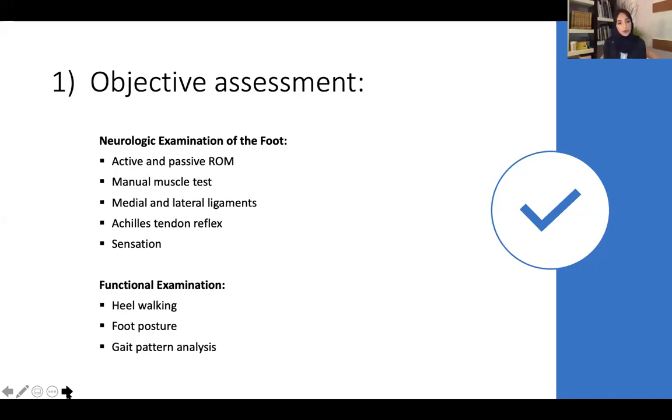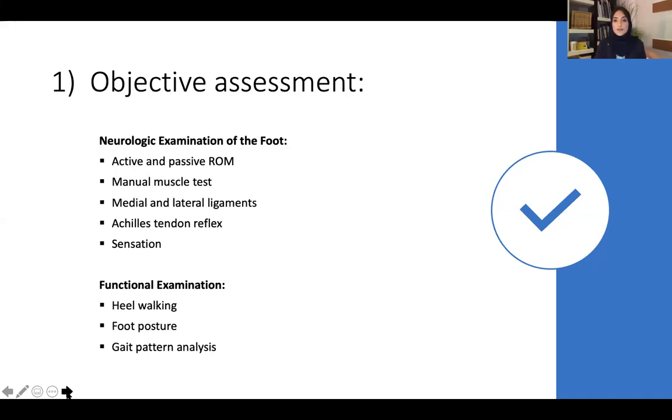Heel walking is a great gross functional activity, and it will test the peroneal nerve that supplies the dorsiflexors of the foot. Gait pattern analysis: we should also observe any abnormalities during walking.